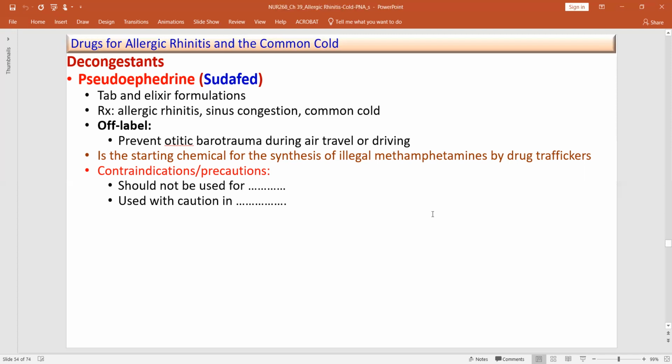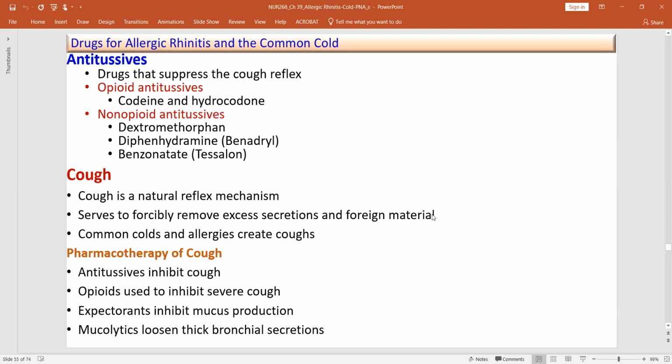Precautions and contraindications for pseudoephedrine: it should not be used in patients with severe hypertension or coronary artery disease, CAD. It should also be used with caution in patients who are on monoamine oxidase (MAO) inhibitors and in patients with BPH. Antitussives are drugs that suppress the cough reflex. Patients can take opioid antitussives or non-opioids, and we have examples of each.